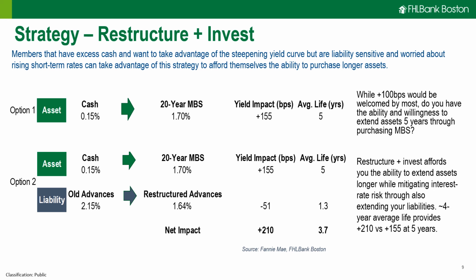So from option one, you saw plus 155 on 5 years. This is plus 210 on 3.7 years. So you're taking less interest rate risk, getting more pickup, and so you're affording yourself the ability to extend out further on the curve while protecting yourself by extending your liabilities out further as well, if you don't have the willingness or ability to take that additional interest rate risk of buying 20-year MBS with where your current balance sheet is.